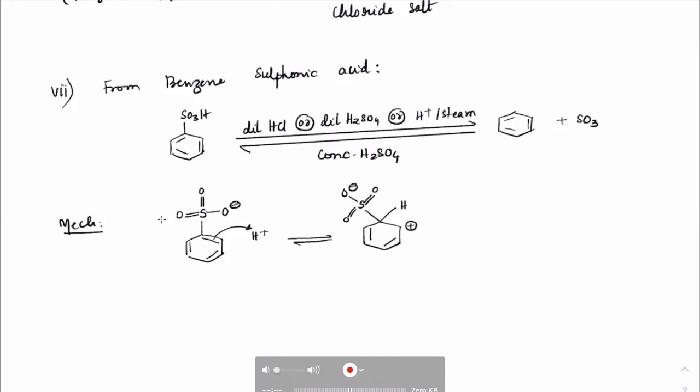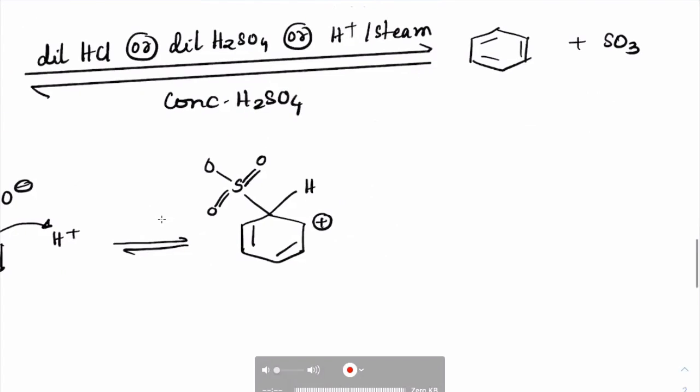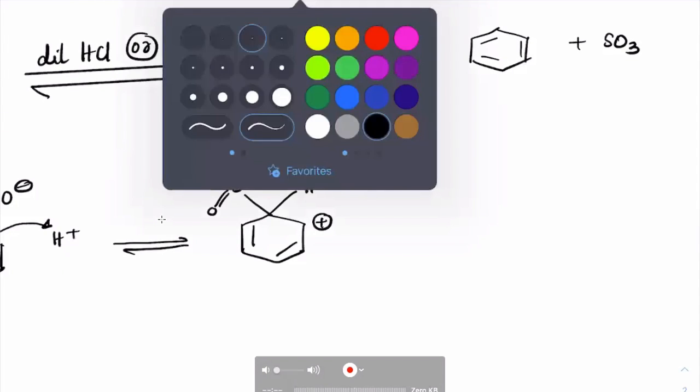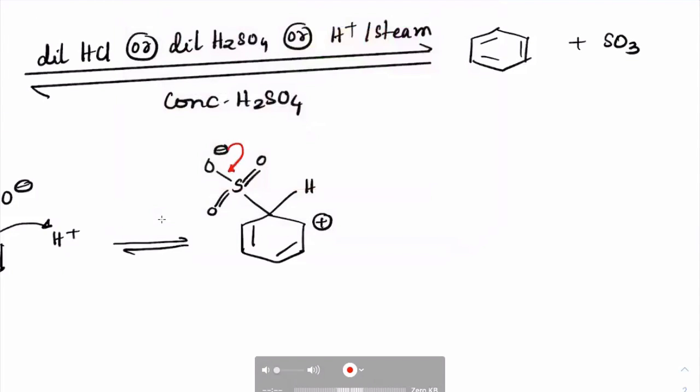From here, observe it carefully that this bond will be closing at SO3, and this bond is going to break and come here as a double bond, that is retaining its aromaticity. So it will retain its aromaticity and becomes benzene this way, with this hydrogen that has come up with SO3.